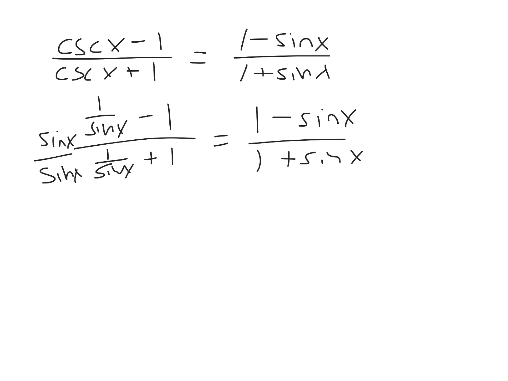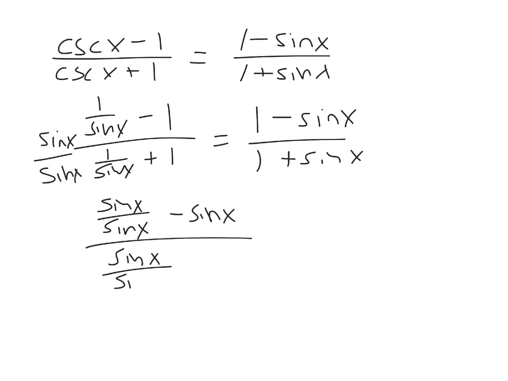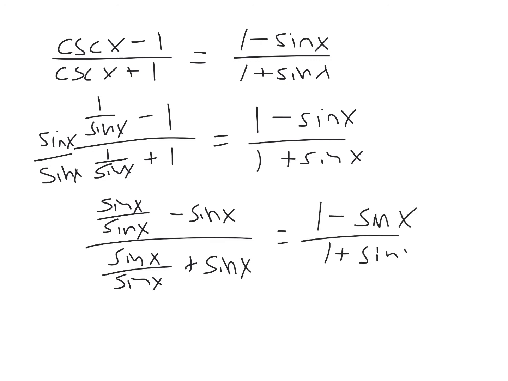So sine x over sine x, that's going to get me this, sine x over sine x minus sine x. Oop, I forgot to multiply by sine. And that's going to give us 1. Oh, look at that. We did it. Because sine x divided by sine x is 1. And we did it.